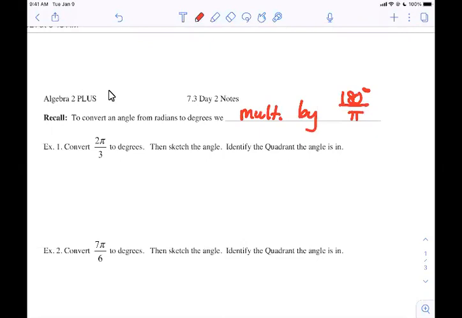So I'm going to do example 1 with you, then I'm going to let you try example 2 and 3 on your own. Then we're going to do example 4 together. Then we're going to do a Kahoot, and then we'll have a skills check.